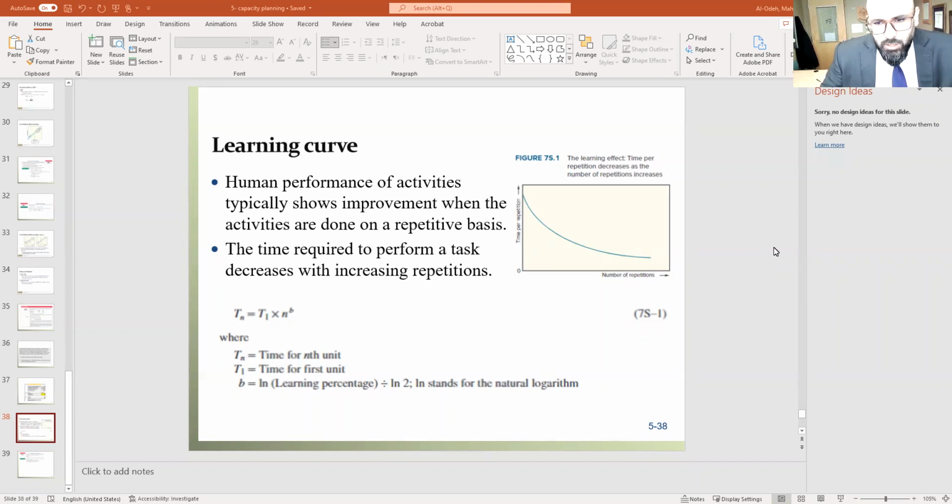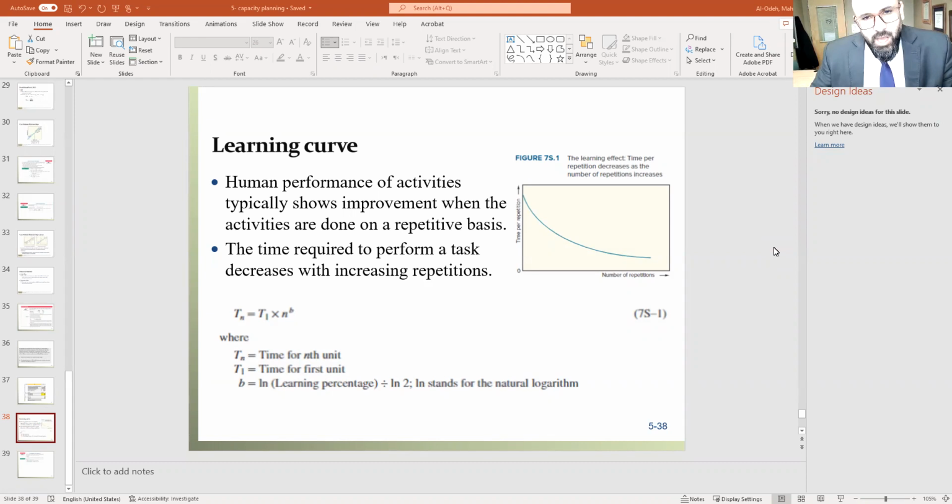To do this calculation is important because we need to find out the capacity of a facility. We need to know the cost of alternatives and so on. So we need to learn how we could calculate the learning curve for a human. The equation for that is listed in the textbook as equation 7S1.